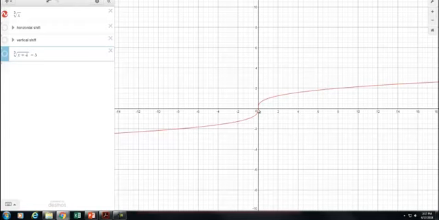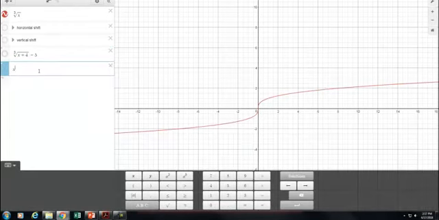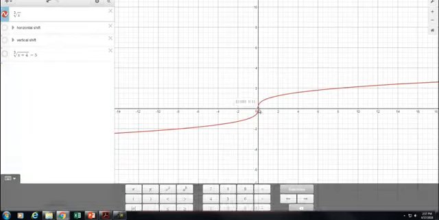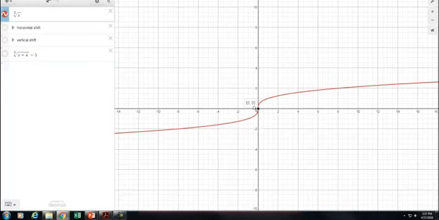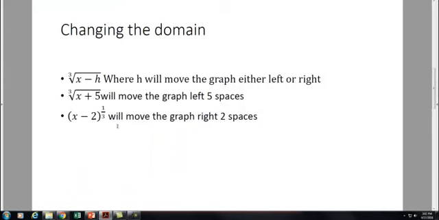Looking at the graph, we'll get this. It looks like a cubic function turned on its side. Notice that we have an x-y intercept at (0, 0), and it goes on forever on the left and right side. Looking at how we change the domain, this will be very similar to our square roots.